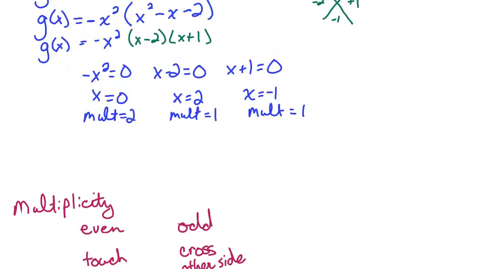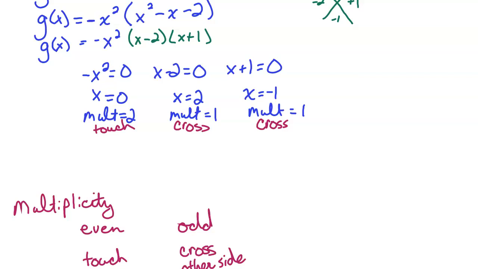And so with these multiplicities right here, we would cross through the x-axis. And we would cross the x-axis. And we would touch the x-axis and stay where we're at. All of these things are helping us graph this function.